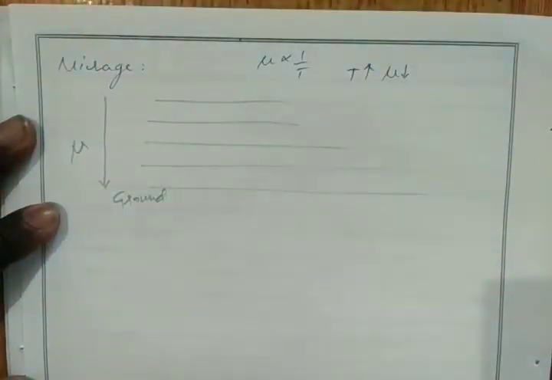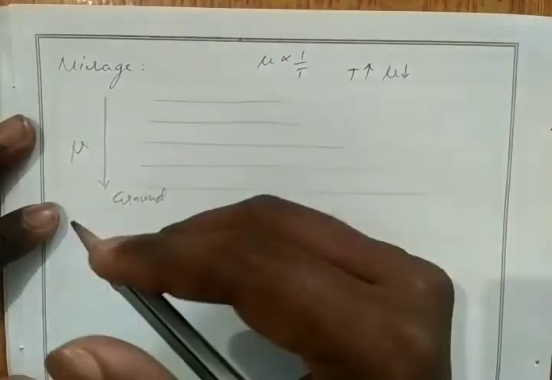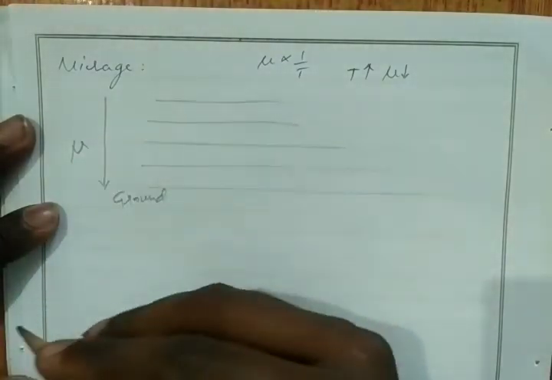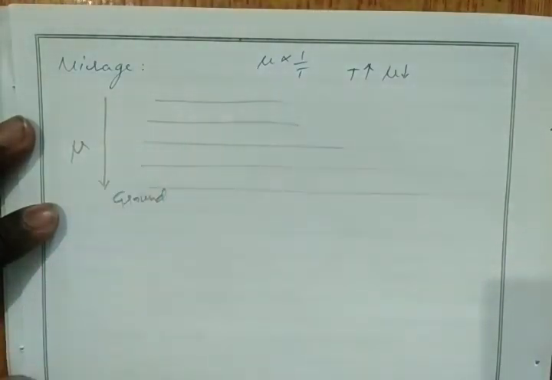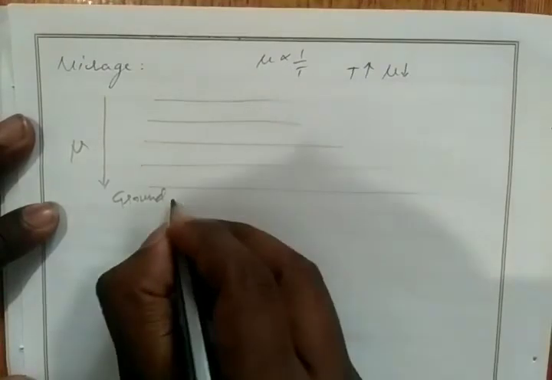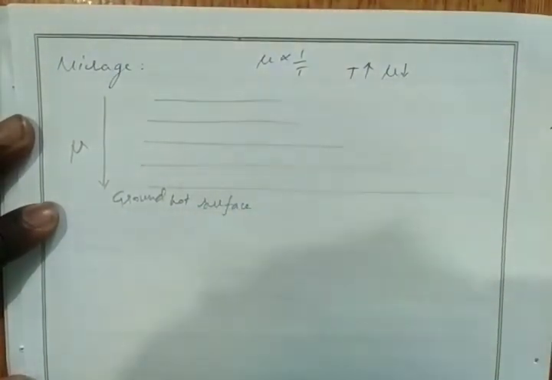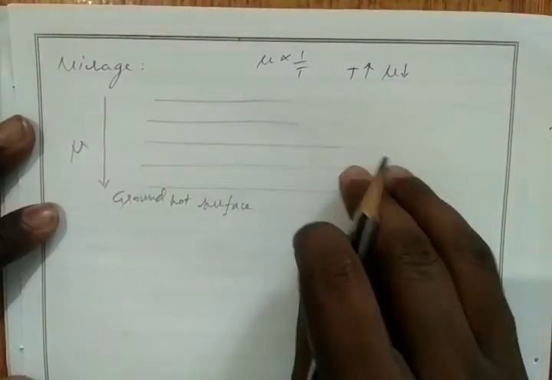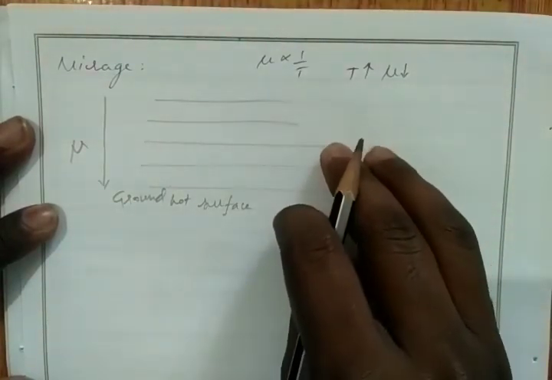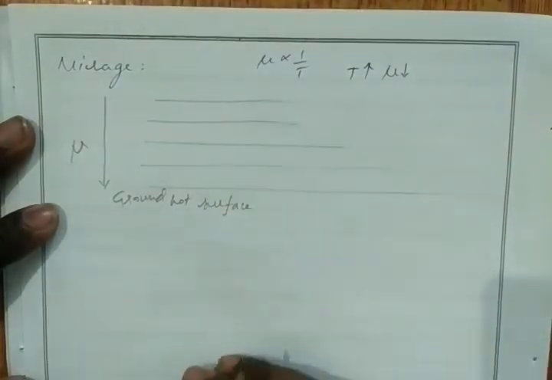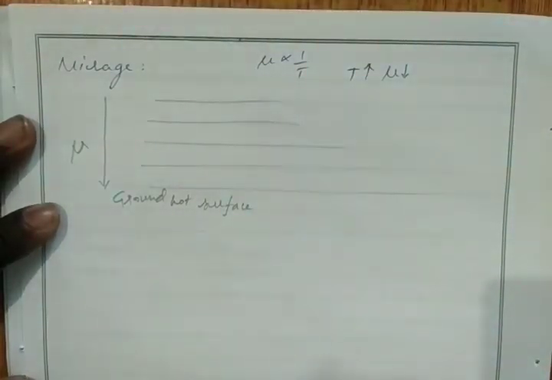Correct. So as we go up from the ground, the temperature keeps decreasing. As the temperature decreases, the refractive index keeps increasing. Okay? Just remember that concept. So our ground will be our hard surface. Here if it is 90 degrees, here 75, here 60, 45 degrees, the temperature keeps decreasing.